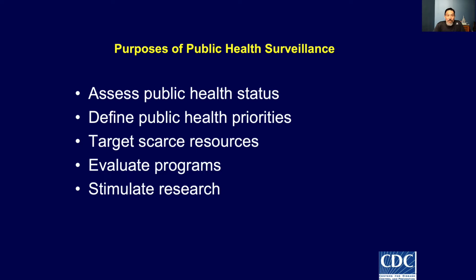It can help target scarce resources in public health in this country and most places in the world. Resources are scarce. There's not enough money to really address all the public health priorities that we need to address. And so surveillance is a way of helping you figure out, well, where are the resources most needed? And then you can target them accordingly, since there's not enough to go around. As I mentioned, you can use surveillance systems and public health surveillance to evaluate programs and also to stimulate research.